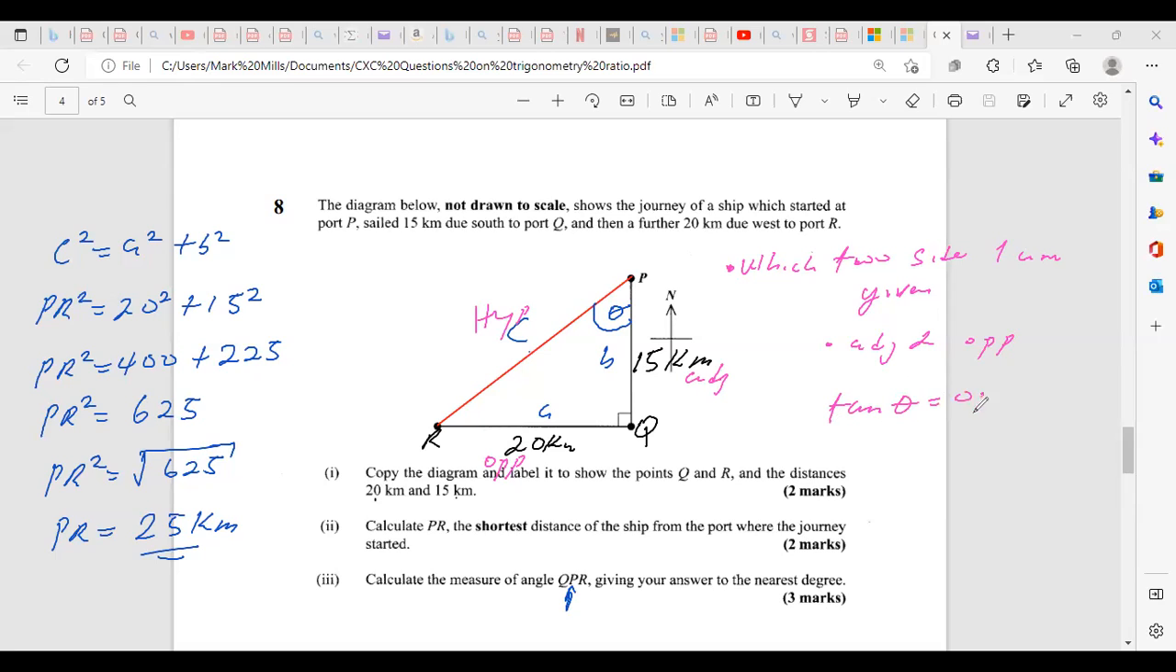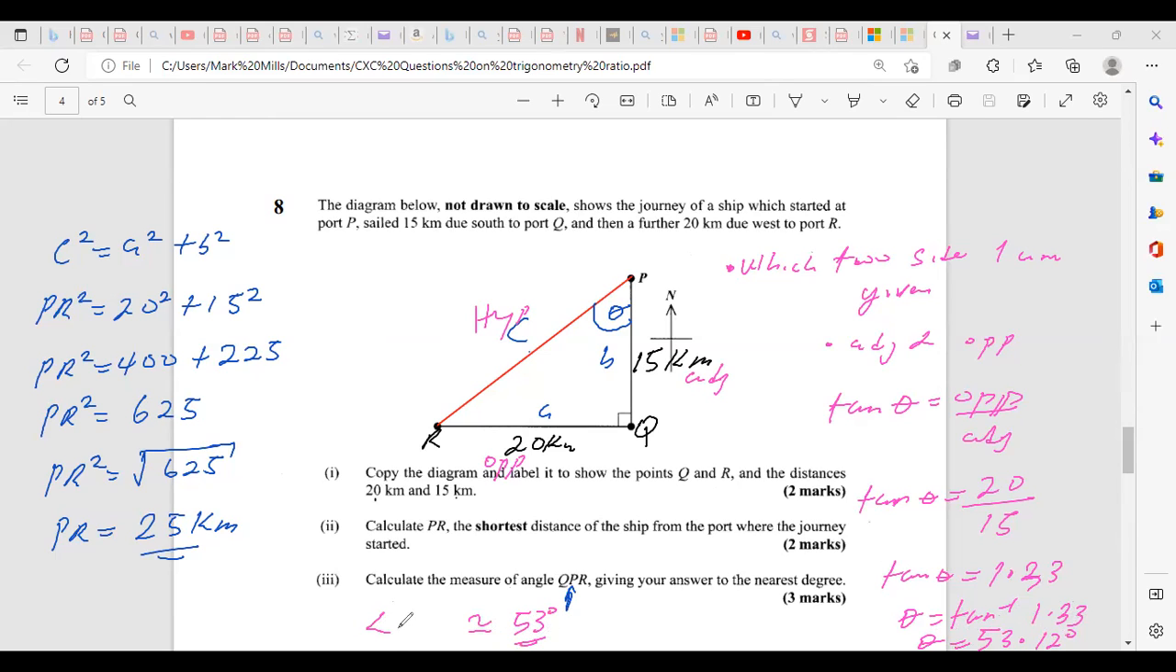Tan theta is equal to opposite over adjacent. My opposite would be 20 over adjacent 15. Right? Tan theta. Now, what is 20 over 15? 1.33. So theta is equal to tan inverse of 1.33. Right? What do we get for the answer? 53.12 degrees. So they say to the nearest whole number. So the nearest whole number here would be 53 degrees. All right.